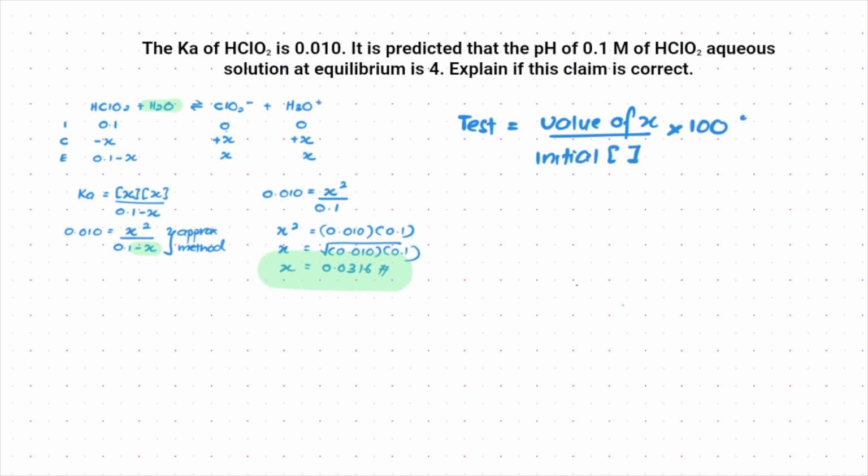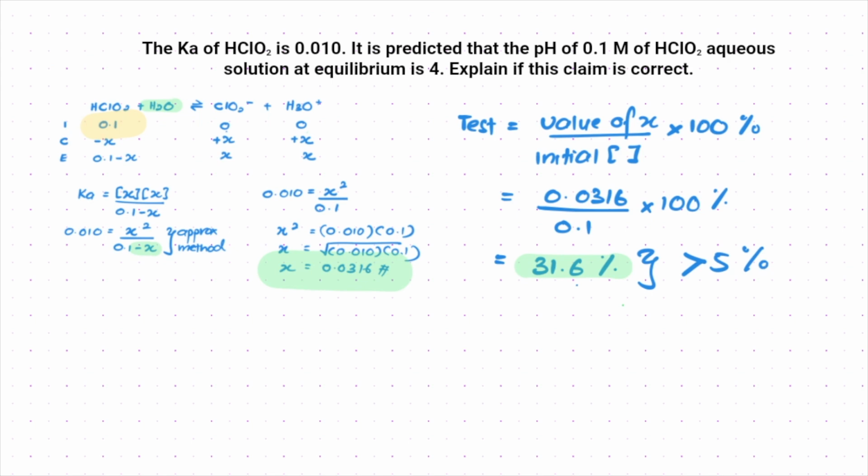times 100%. So basically the value of X is 0.0316 divided by the initial concentration. The initial concentration is here, so divided by 0.1 times 100%. Therefore, we should get 31.6%. This value, 31.6%, is actually bigger than 5%. So fail.